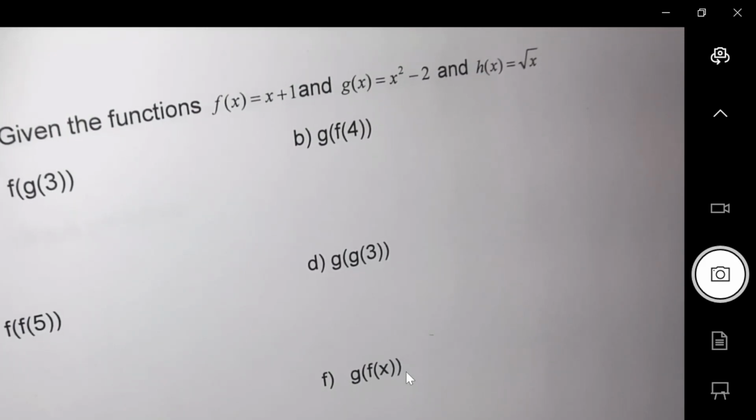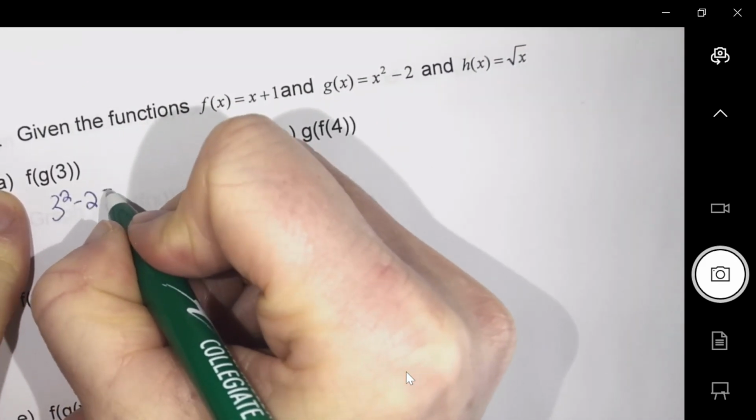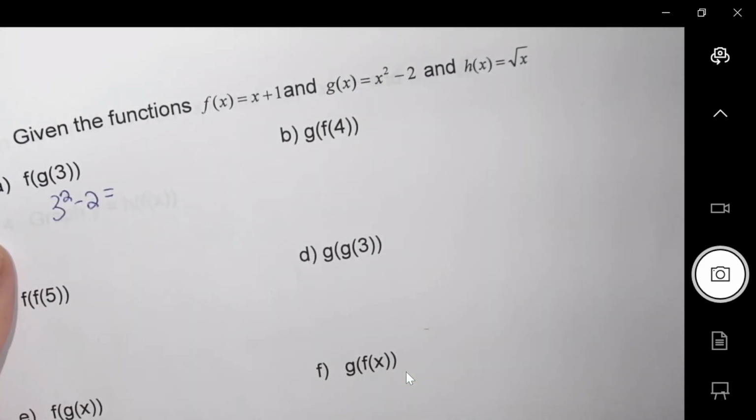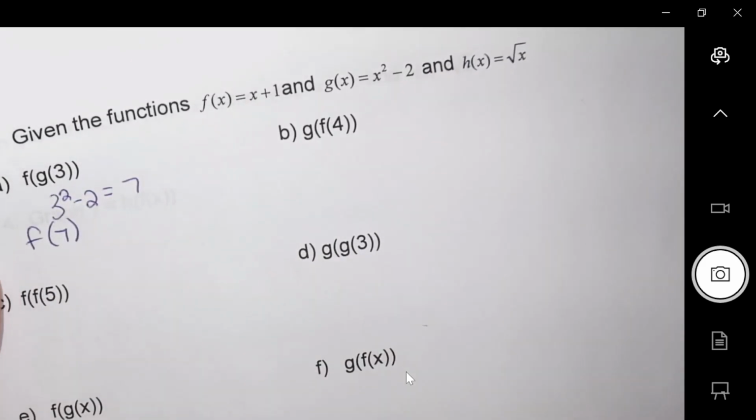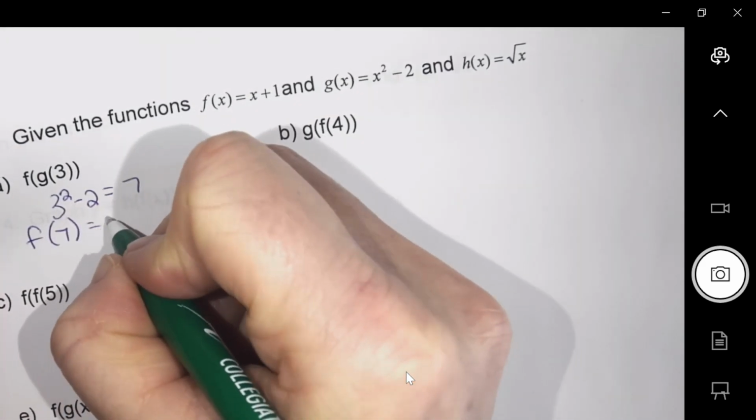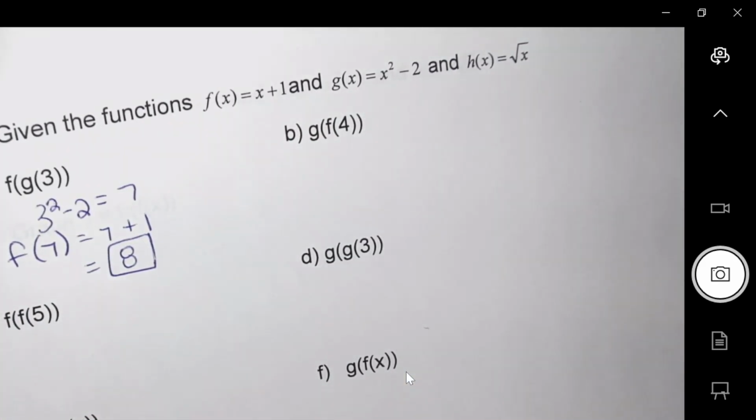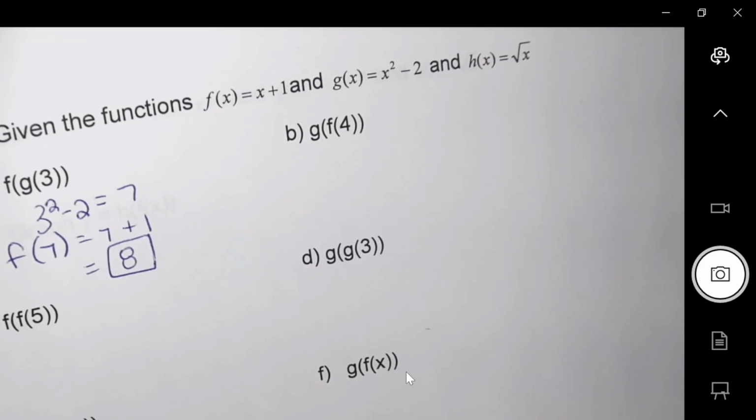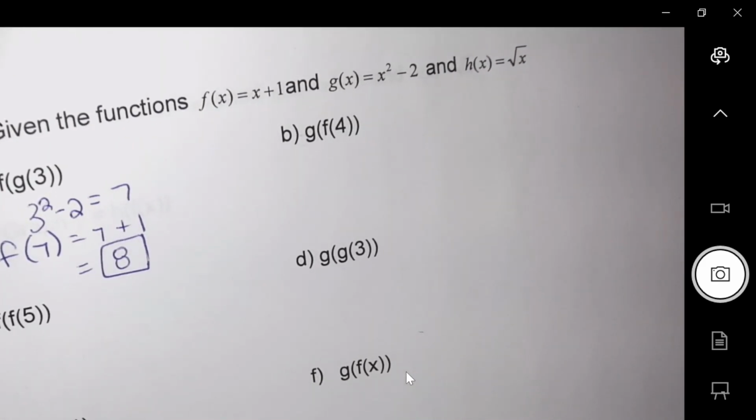Okay, inputs again with composite. So put a 3 into the g function. So 3 squared minus 2 equals 7. So what is f of 7? So that's into this one. So 7 plus 1 equals 8. Okay, I think I'm going to let you do all the A, B, C, D. Just go for it on your own here.